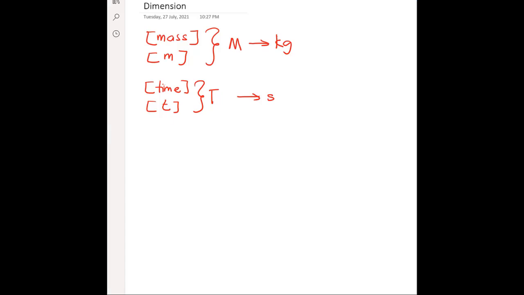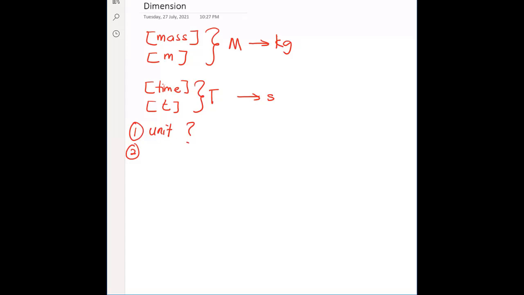So, what is the purpose of dimensional analysis? Ada tiga tugas penting dia lah. Yang pertama is to determine the unit of physical quantities. So we want to find what is the unit of the physical quantity. We can use the dimensional analysis to check the unit. Number two, the purpose of dimensional analysis is to check whether a physical equation is dimensionally correct or not, by using the principle of homogeneity.